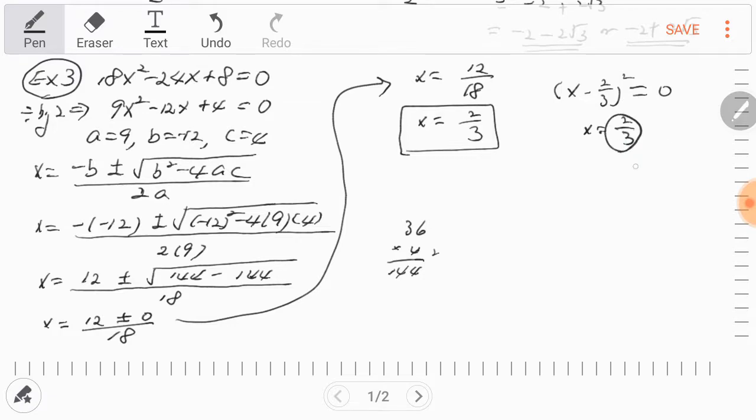And what is the graph of this? Let's say this is the graph of y. It looks like the y equals x squared graph, shifted 2/3 to where? To the right or left? To the right, 2/3, like this. This is the graph. So if y equals 0, then we are looking for the x-intercept. So the solution is actually an x-intercept.